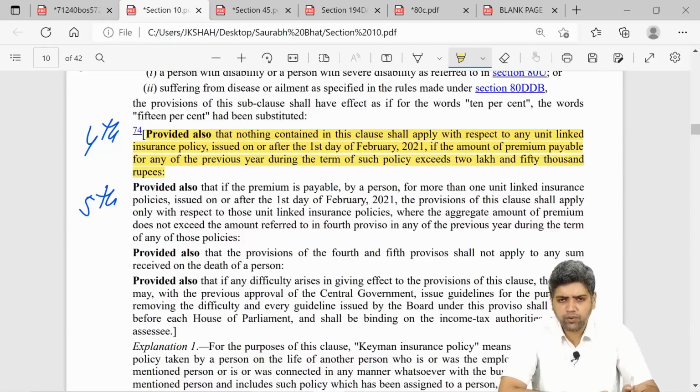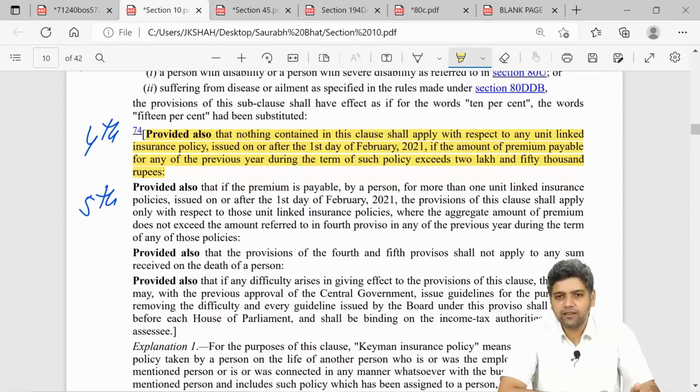Why, sir, 1st February 2021? Because that was the day when the budget was presented. As far as this government is concerned, they believe in immediate action. They don't give time. They say immediately, we have got the budget now. If you take any ULIP and the premium exceeds 2,50,000 rupees, then the ULIP would be regarded as a capital asset.